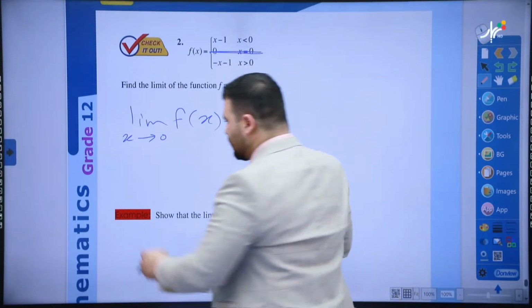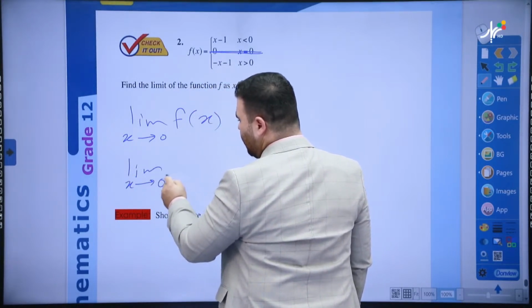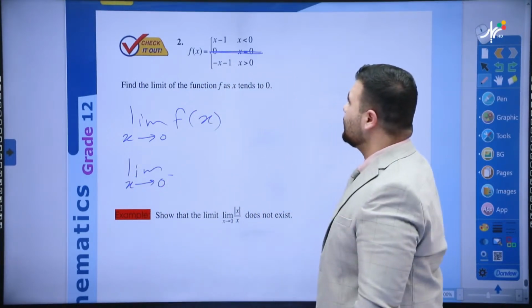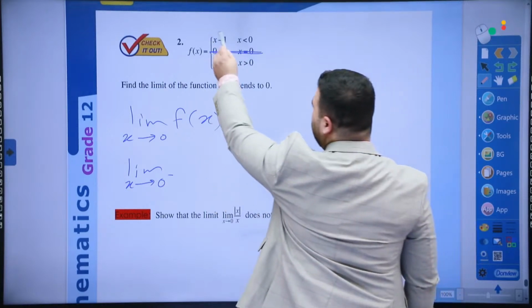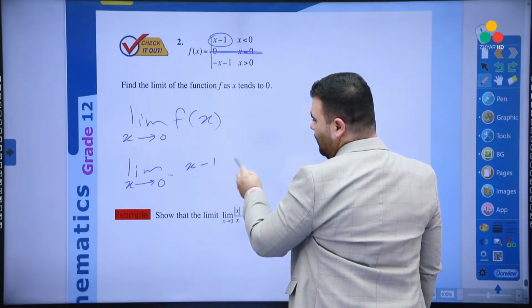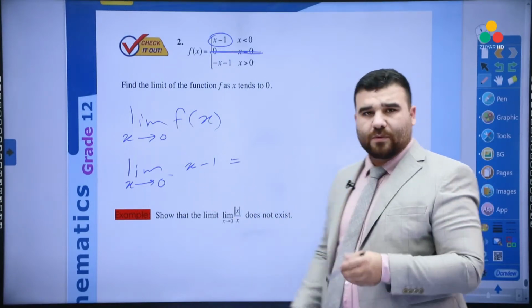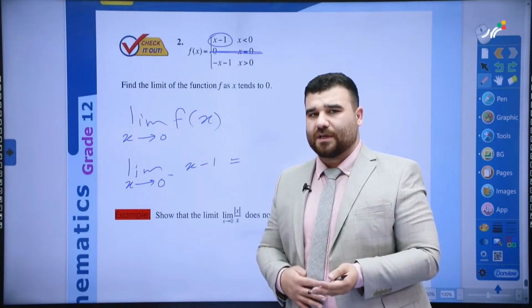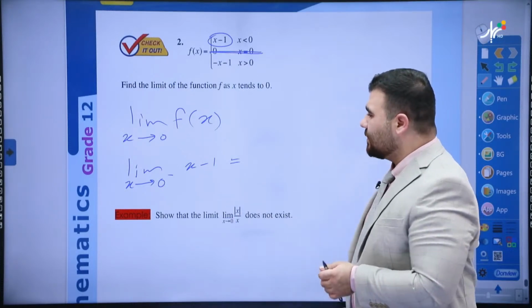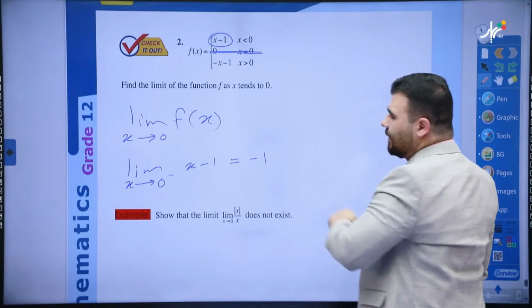Now let's do it. Limit as x approaches 0 on the left side is this function, x minus 1. Now if we put 0 directly in place of x, we will not get 0 over 0, so this way is okay. Put 0 in place of x: 0 minus 1 is negative 1. This is the left limit.